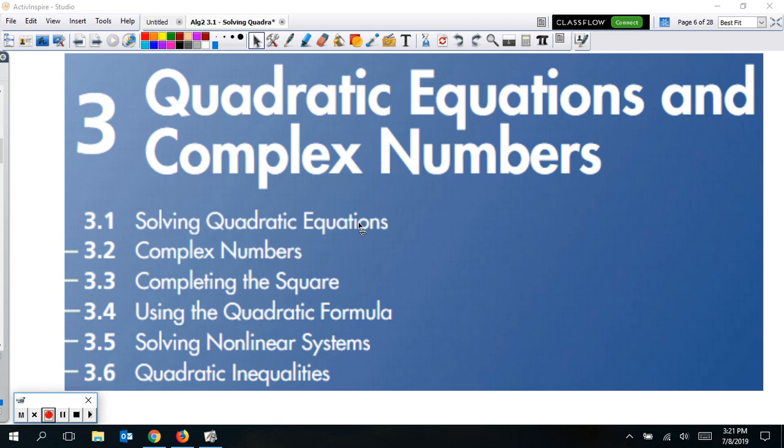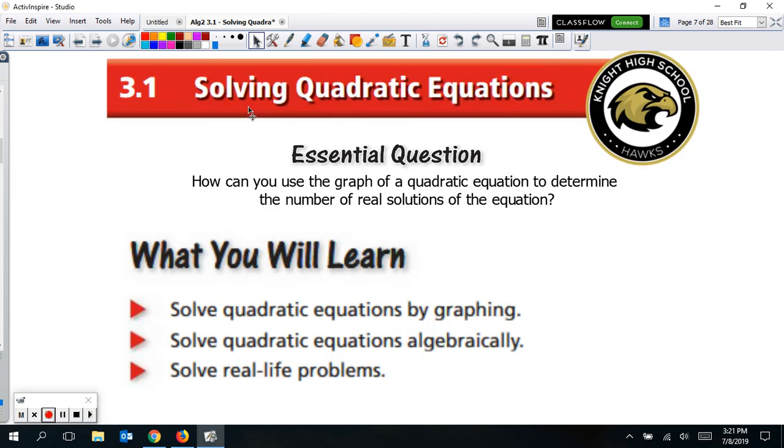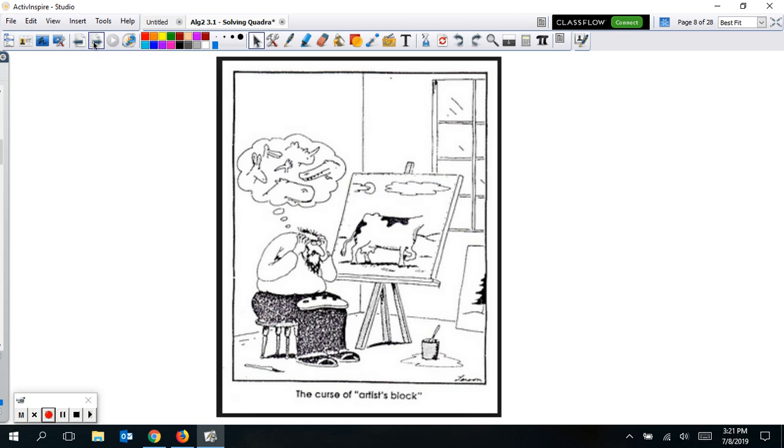3.1 will be solving the quadratic equations. We'll be doing some solving when we figure out complex numbers, completing the square, the quadratic formula, or other ways of solving the quadratic equation. And then we'll be looking at some systems and inequalities there at the end. So for 3.1, we're solving the quadratic equations. We're going to look at three different ways or methods for solving the quadratic equations in this lesson.